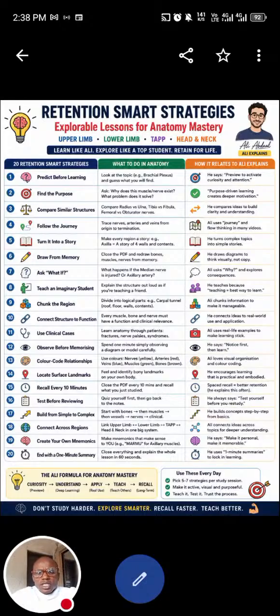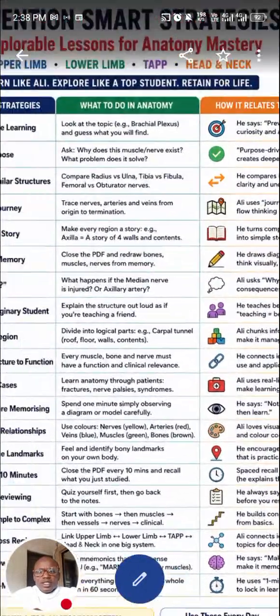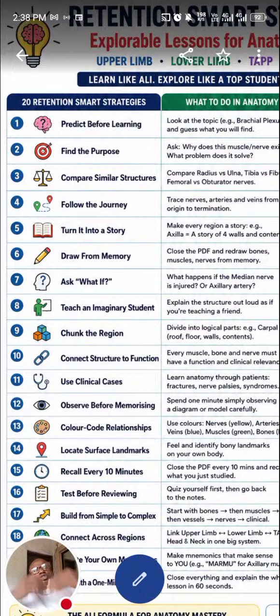Now watch this. We group it into three: retentive smart strategy, what to do in anatomy, and how it relates to Ali Express. Number one, predict before learning. What do you want to learn?